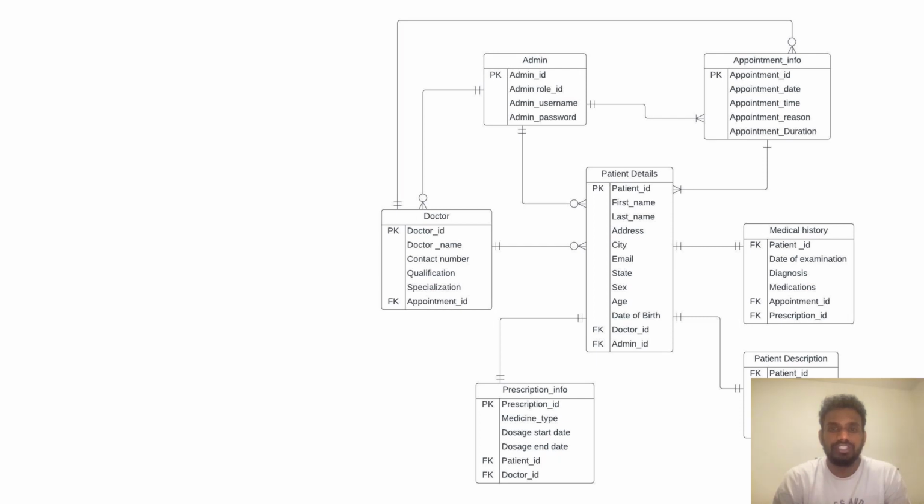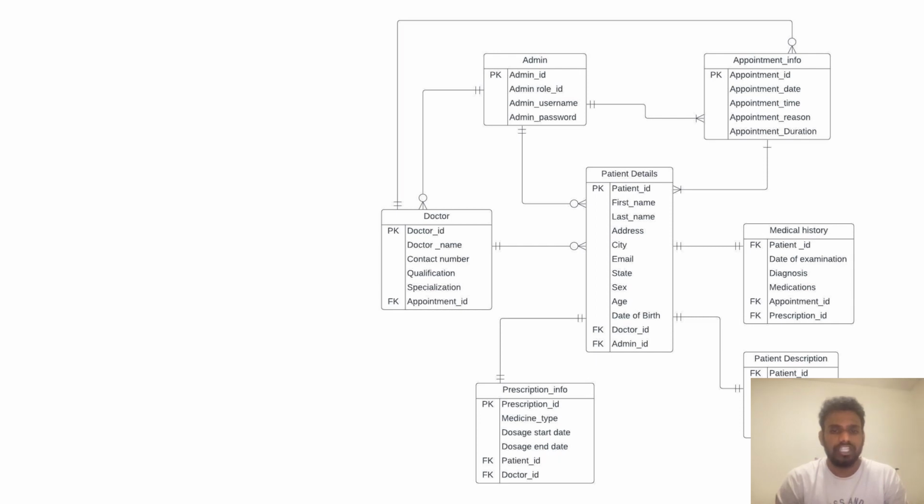Coming to the entity relationships, the relationship between the admin and the appointment info is one to many, as one or more appointments can be made by the admin. The relationship between the admin and the patient detail is 0 to many and retrieves the information from the patient entity details. Coming to the next one, the relation between the appointment info and the patient details is 1 to many, where the appointment can be made based on the patient information.